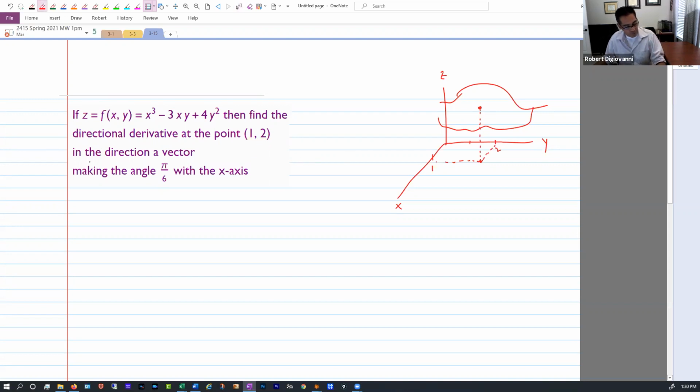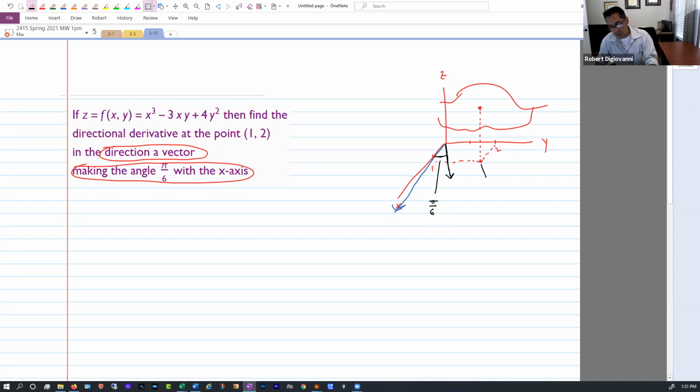The direction, they say here, is the direction of a vector making an angle of pi over 6 with the x-axis. So if we look at the x-axis, that's this. We want a vector, which I'm going to do in black, which is pointed on the xy plane. It's pointed out like this, and it makes an angle here of pi over 6. So if we were to look from the top down here on the ground, we should be pointed in that same direction, parallel to this vector right here.